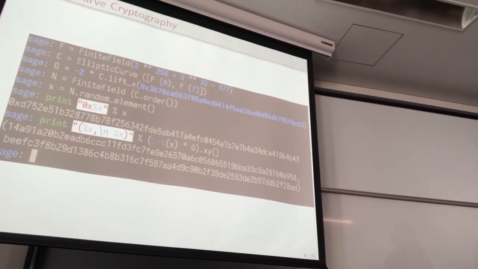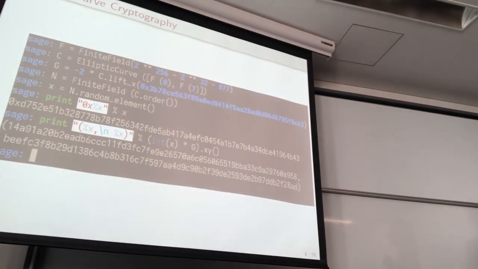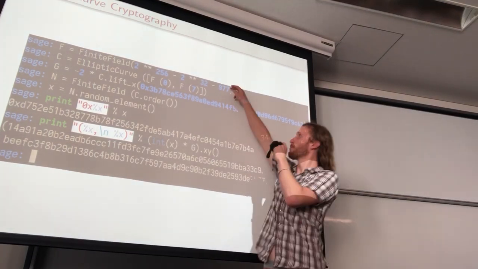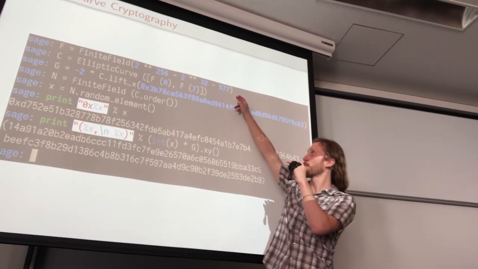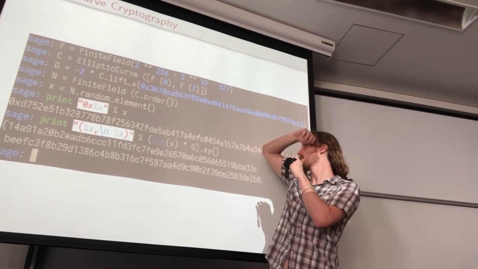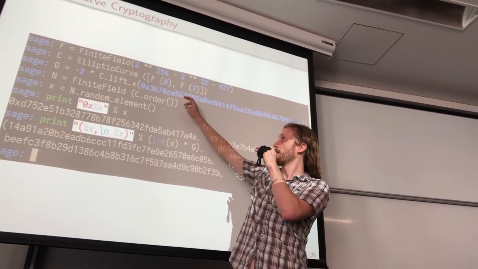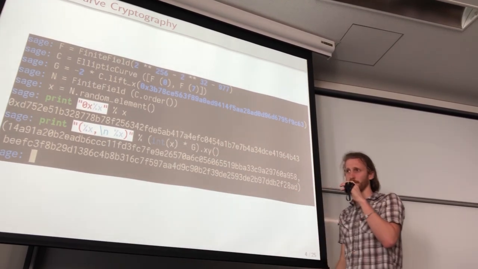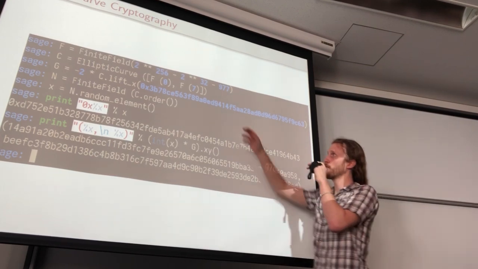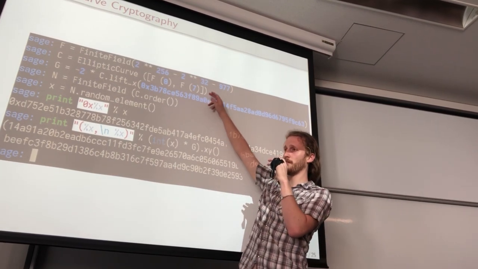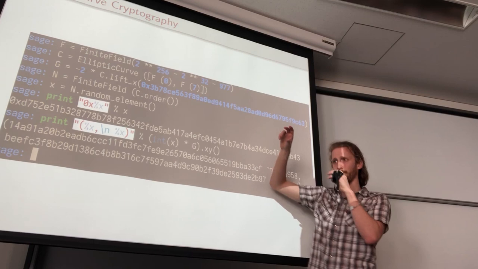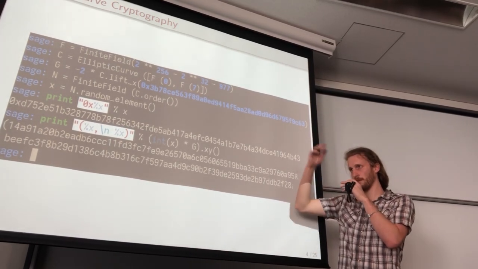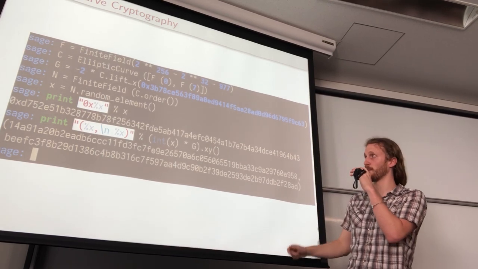Andrew, what's the order of the group? Oh, that's a good question. So this here is the order of the field, this giant mysterious number that is almost 2 to the 256, but not quite. The order of the group here is another 256-bit number. It is about 2 to the 127 smaller. So it is missing about 2 to the 127th of the possible 256-bit values.